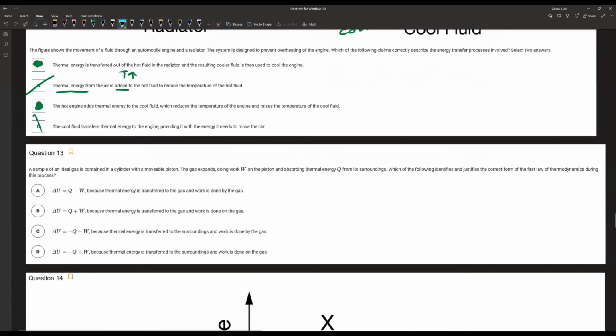Okay, let's go ahead and look at 13. A sample of a hot gas is contained in a cylinder with a movable piston. The gas expands, doing work on the piston and absorbing thermal energy from its surroundings. Which of the following identifies and justifies the correct form of the first law of thermodynamics during this process? So if we look at this, the work is done by the gas onto the piston.